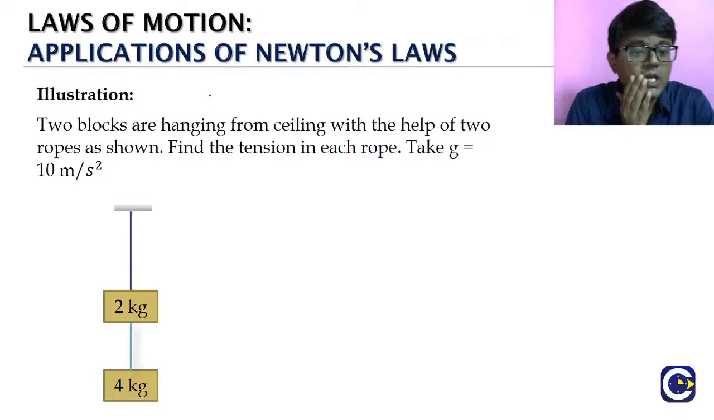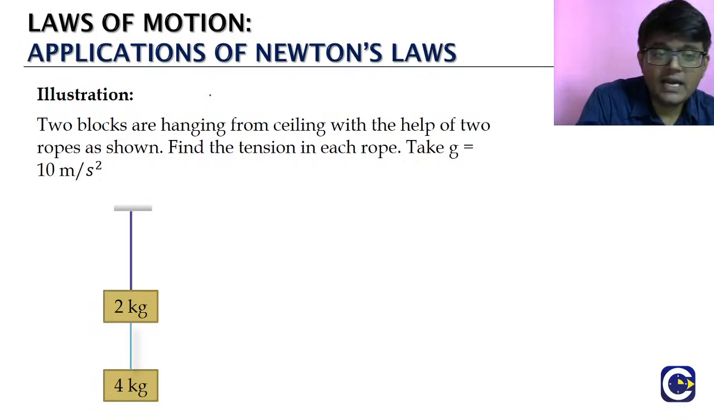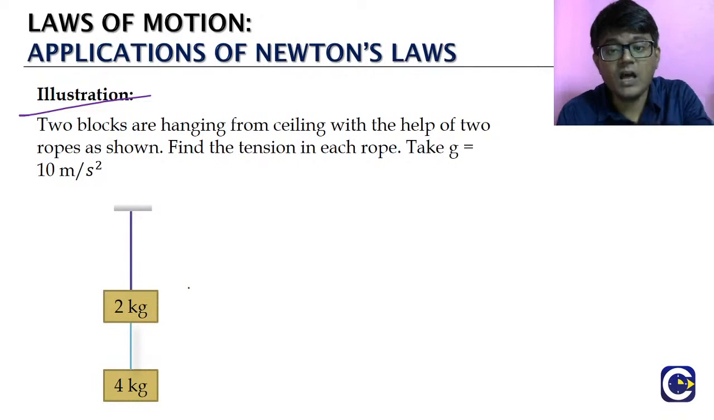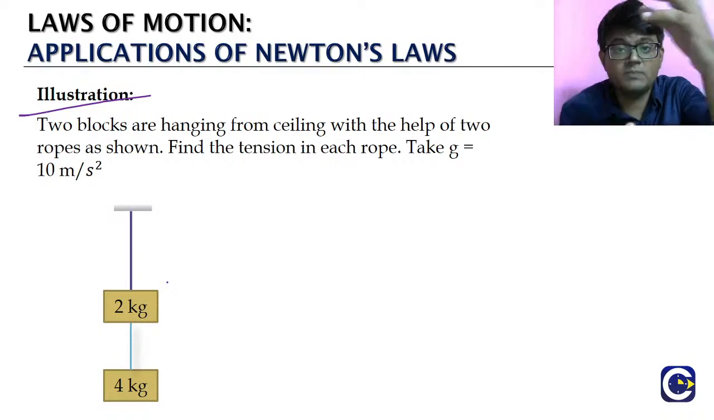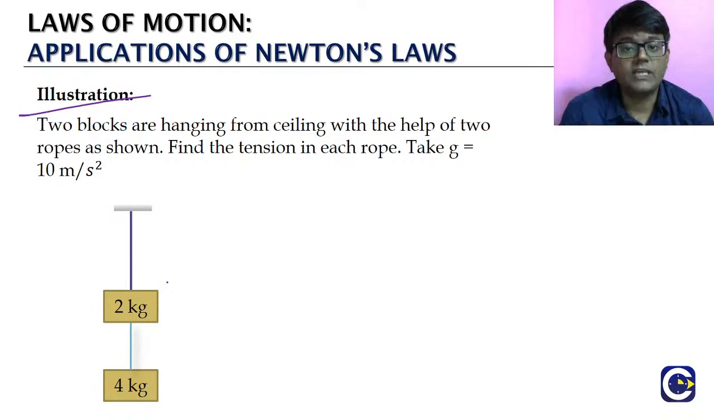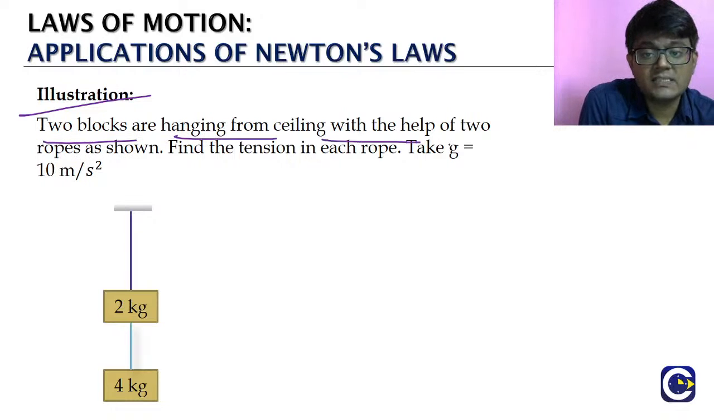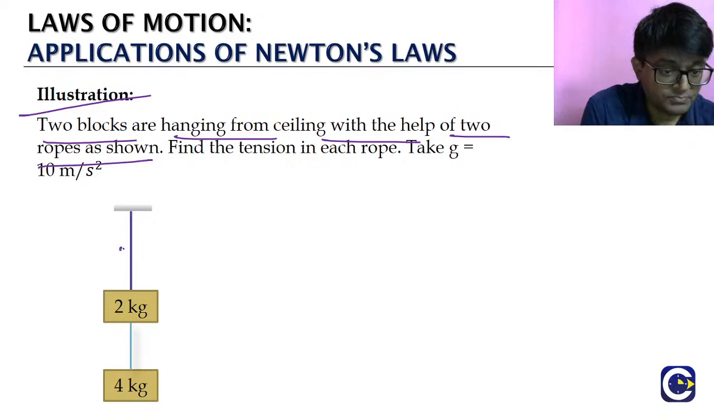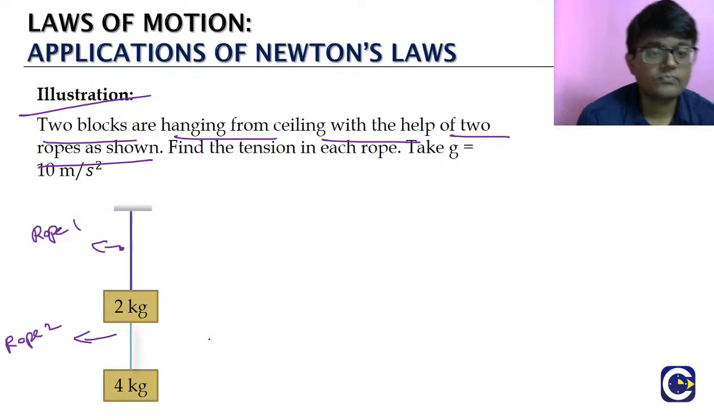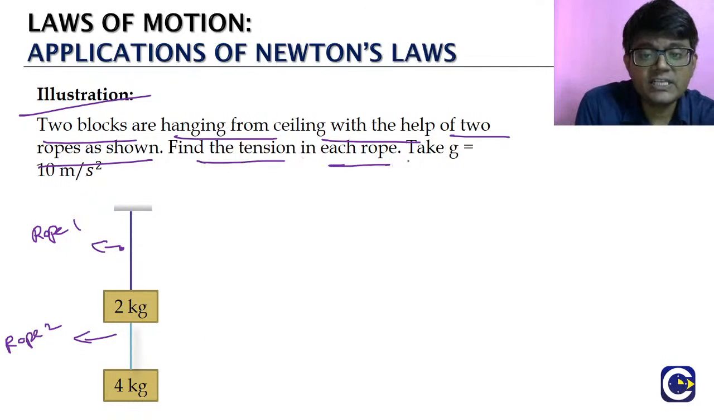Okay guys. Now we will go to another question. Already we have seen one question. What is it? One block hanging from that ceiling with a rope. Here we have what? Two blocks are hanging from the ceiling with the help of two ropes. This is what? Rope 1 and this is the rope 2. Find the tension in each rope.